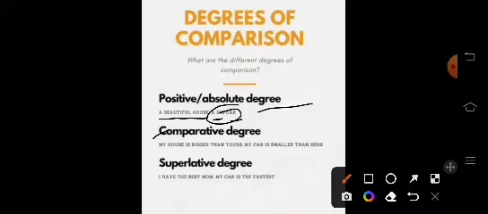Second comes the comparative degree. Comparative degree is used when we are comparing two things or two persons. There we use comparative degree. For example, my house is bigger than yours. So here the noun my house is compared with your house. That's why we are using the comparative degree of the adjective, that is bigger. My house is bigger than yours.